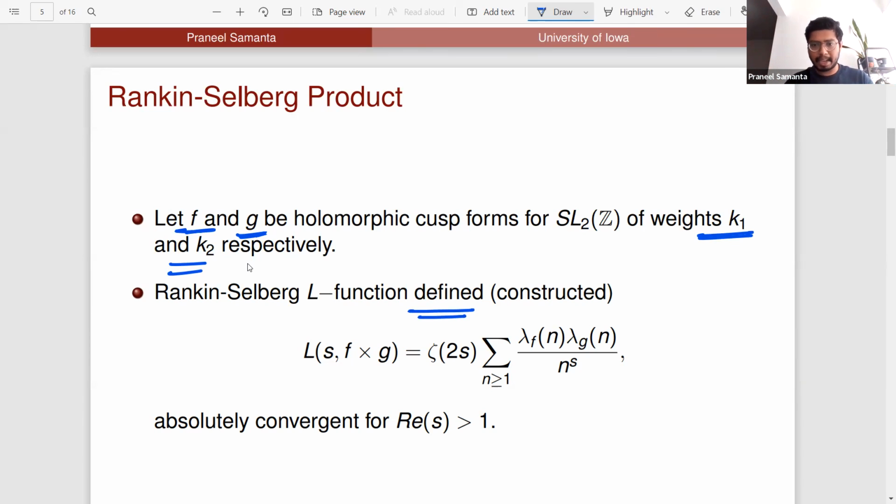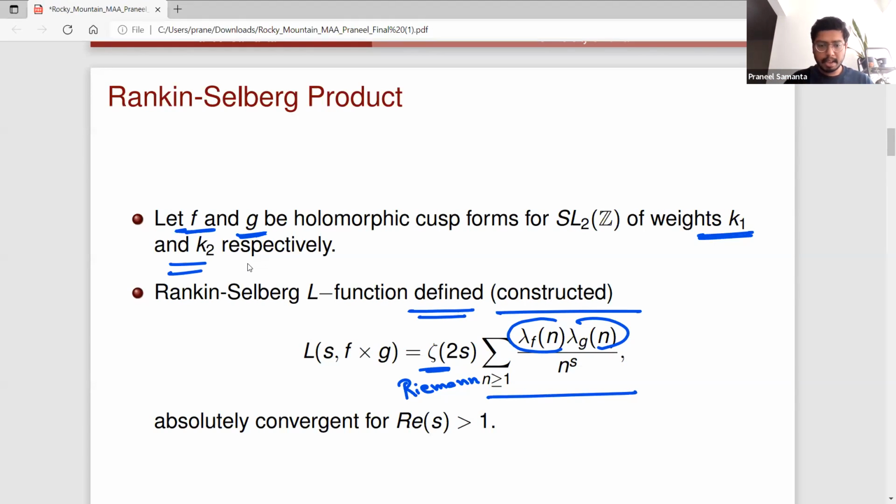But for the time being, we can say that we define a Rankin-Selberg L function like this, where this zeta(2s) is actually the Riemann zeta function, and this is the rest of the term. And you see the lambda_f(n) and lambda_g(n) over here. These lambda_f(n)'s and lambda_g(n)'s are actually the coefficients of the holomorphic cusp forms when we write them out into Fourier expansions. And like before, this also is absolutely convergent for the real part of s strictly more than 1.